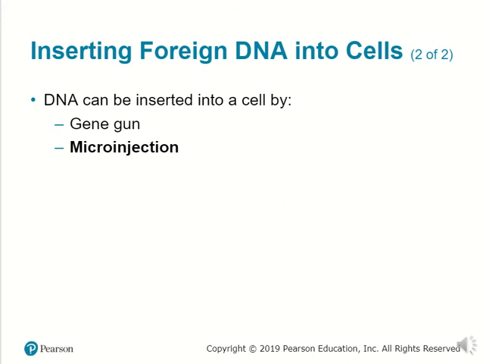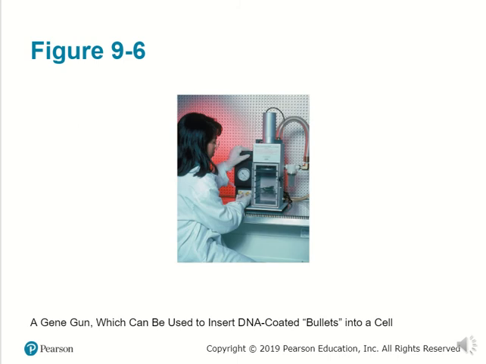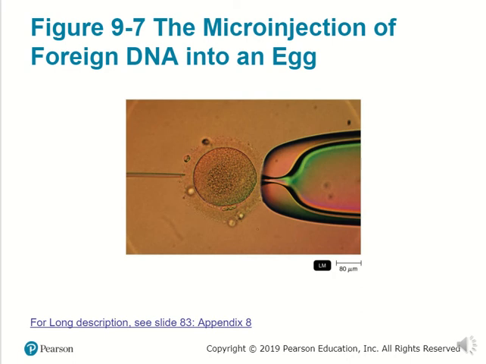For another situation of inserting foreign DNA into cells, there are things called gene guns and also microinjections. A gene gun is essentially something that, as the name implies, shoots bullets coated with desired strands and sequences of DNA into a collection of cells, poking through their plasma membrane and releasing the desired sequence. And microinjection is simply taking a syringe containing the desired sequence and individually going into a cell and injecting that sequence, such as into an egg cell.